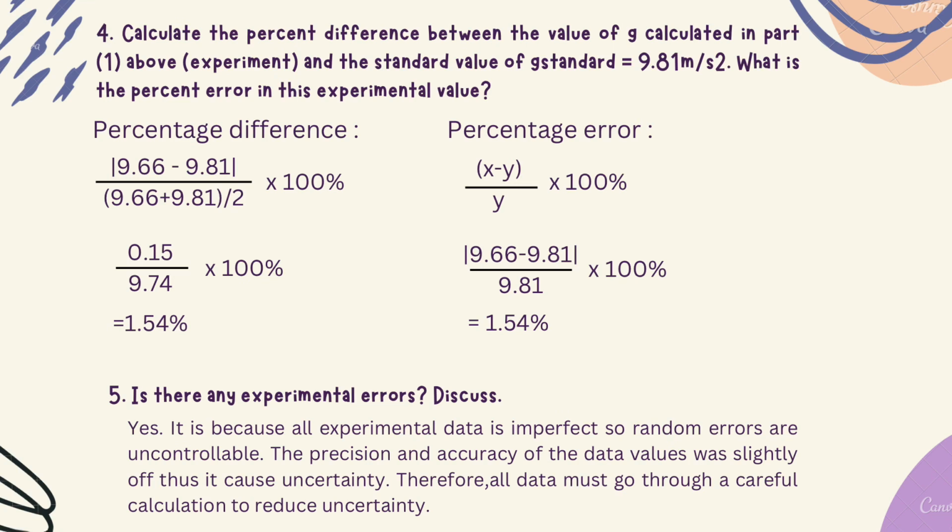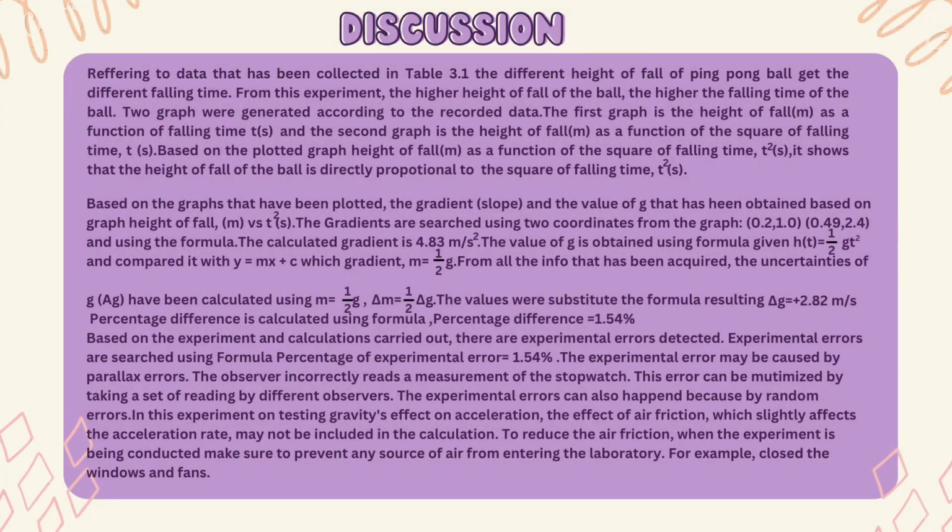Next, are there any experimental errors? Discuss. Yes, because all experimental data is imperfect, so random errors are uncontrollable. The precision and accuracy of the data values were slightly off, thus it caused uncertainty. Therefore, all the data must go through careful calculation to reduce uncertainty. And the next part is discussion.